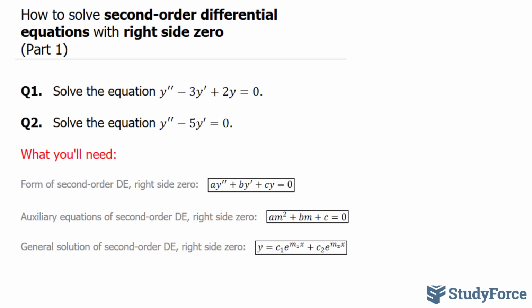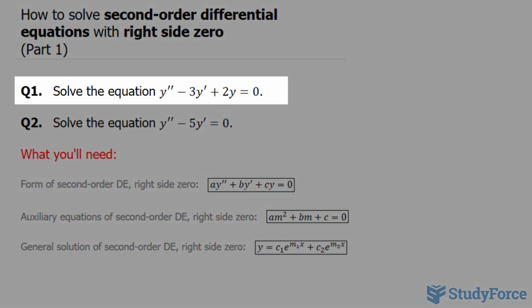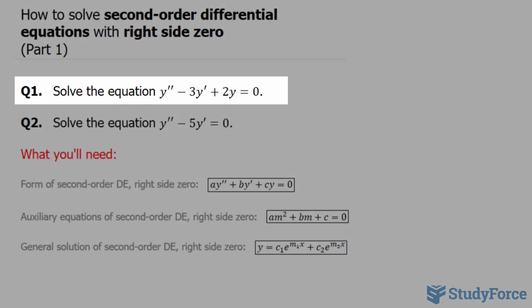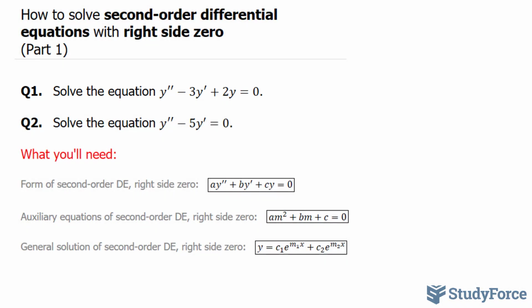In this lesson, I'll show you how to solve second-order differential equations with the right side equaling 0. This is part 1. The first question reads, solve the equation y double prime minus 3y prime plus 2y is equal to 0.